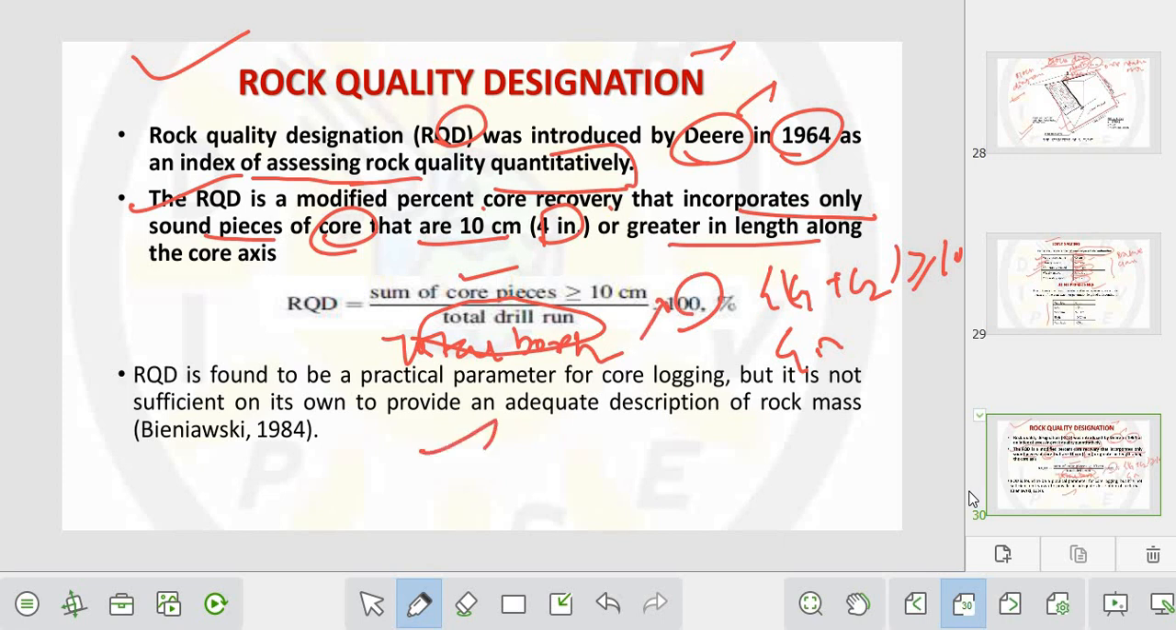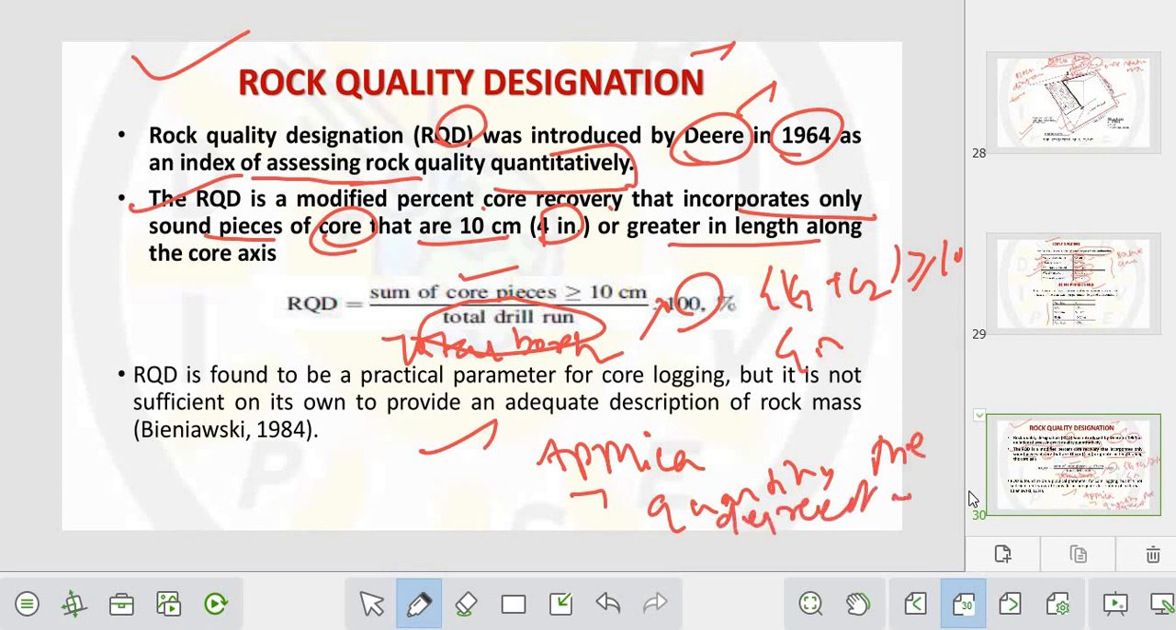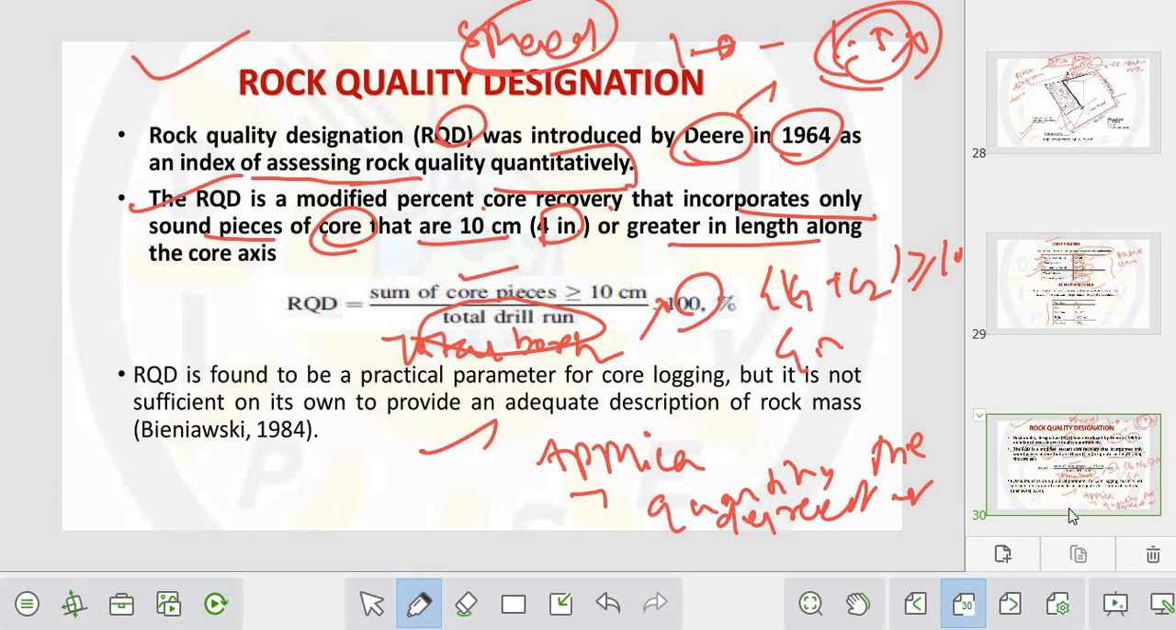It is a practical parameter for core logging. The application is to estimate or quantify the degree of fracture. Okay, if the speed is too fast, please reduce the speed and watch, okay, at 1x or 1.5x speed. It is a practical parameter to estimate the quality of the cylindrical core sample, right.